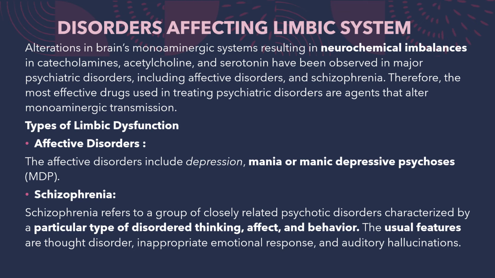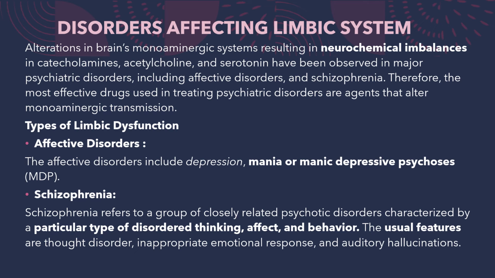Alterations in the brain's monoaminergic system, resulting in neurochemical imbalance in catecholamines, acetylcholine and serotonin, have been observed in major psychiatric disorders, including the affective disorders and schizophrenia. Therefore, the most effective drugs used in treating psychiatric disorders are agents that alter the monoaminergic transmission.